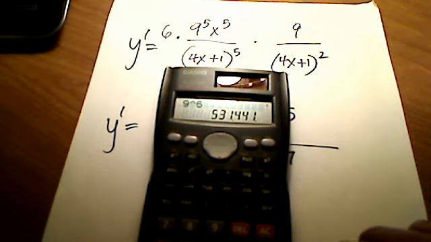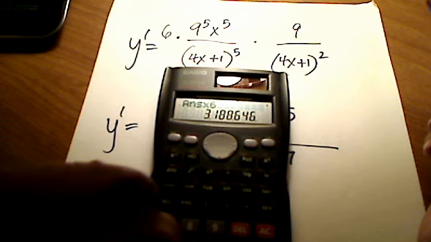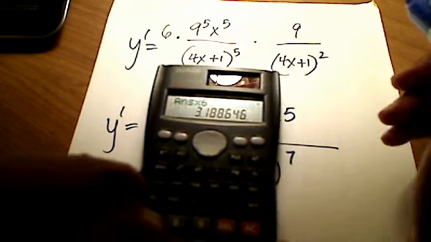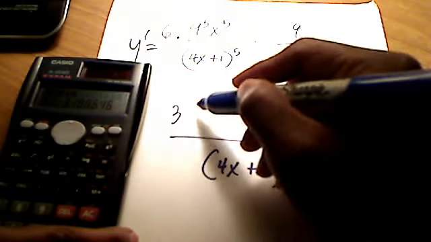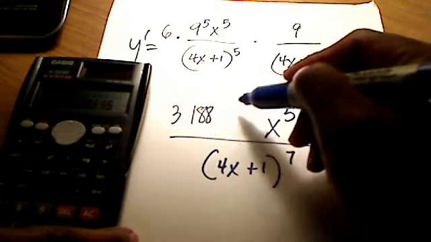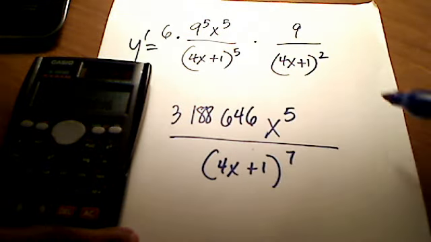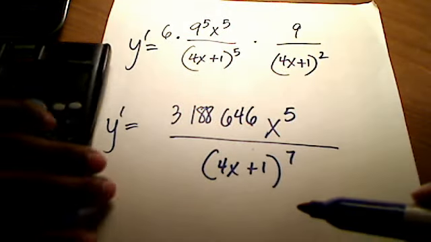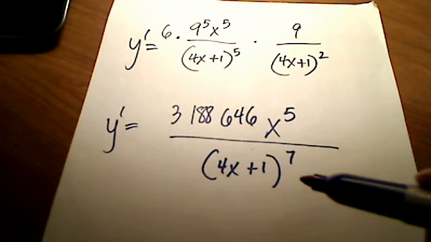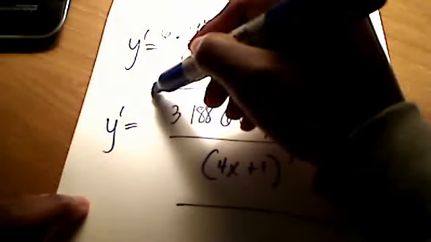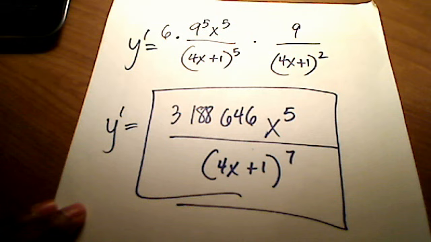So I got to multiply that by 6, 6 times 531,441. And I get this really big answer here of 3,188,646. All right, I'll put that right here. 3,188,646. And there is my final answer. Let's get rid of that calculator. All right, here is my final answer to this first derivative.